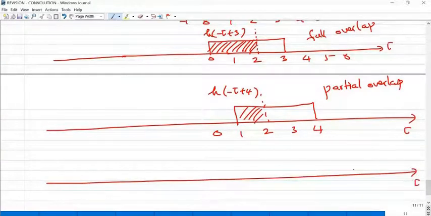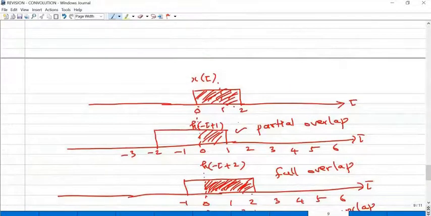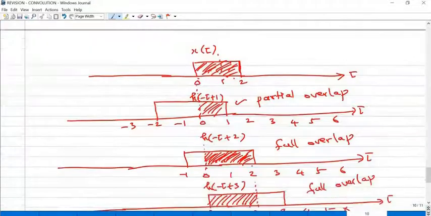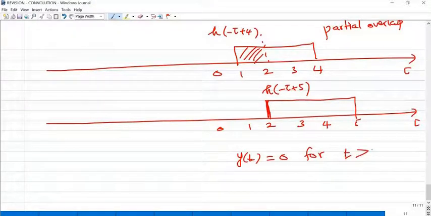This entire signal sketch is not required for your examination if you understand the concept. The signal is 2 to 5. Exactly at 2 the one signal is starting and the other signal is ending. This is h of minus tau plus 5. So exactly at t equal to 5, the signal ending is starting here and the x of tau signal is ending here. Now if you shift further right side, that is when you shift to minus tau plus 6, your signal would become 3 to 6. No overlap.